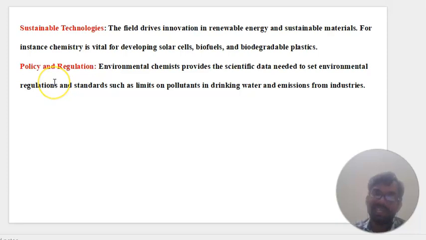Then policy and regulation. This is also considered under environmental chemistry. As an environmental chemist, it provides the scientific data needed to set the environmental regulations and standards, such as the limits on the pollutants in drinking water and emissions from industries. These are some of the environmental chemistry courses.